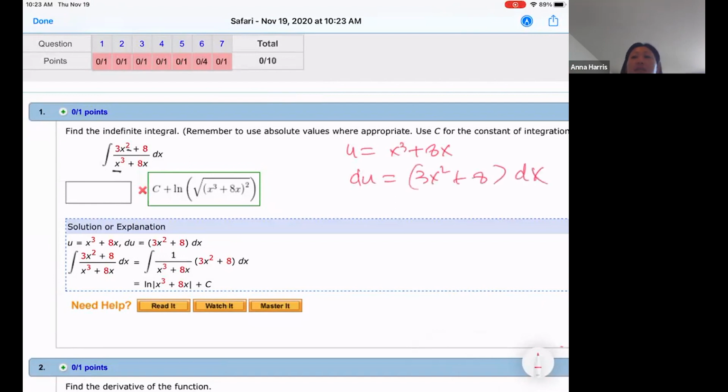and dx. All right, so I can rewrite this problem as 1 over u du. In other words, that's just natural log. So that's it. That's why your answer is equal to natural log u plus c. And you just plug in your u, which is x to the third plus 8x, plus c.